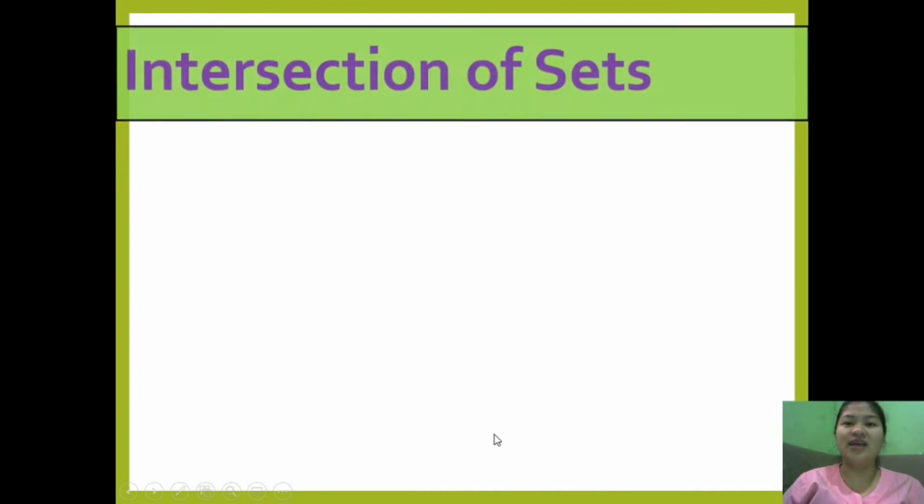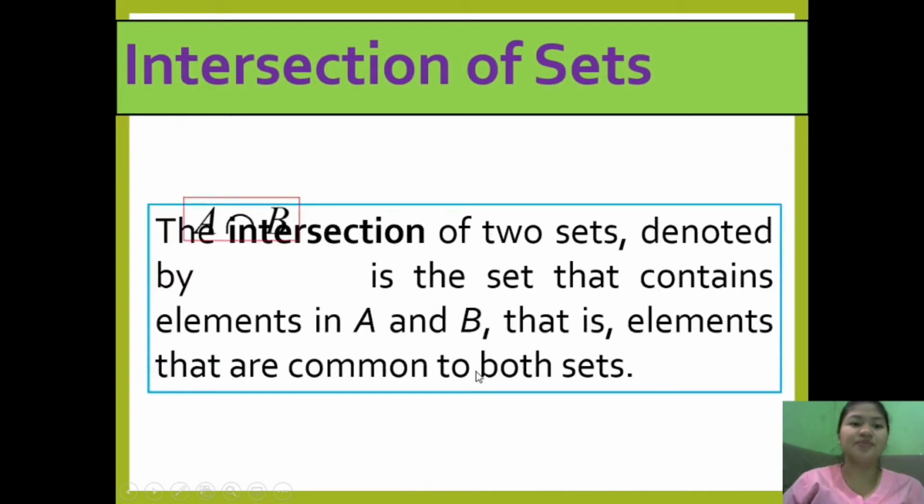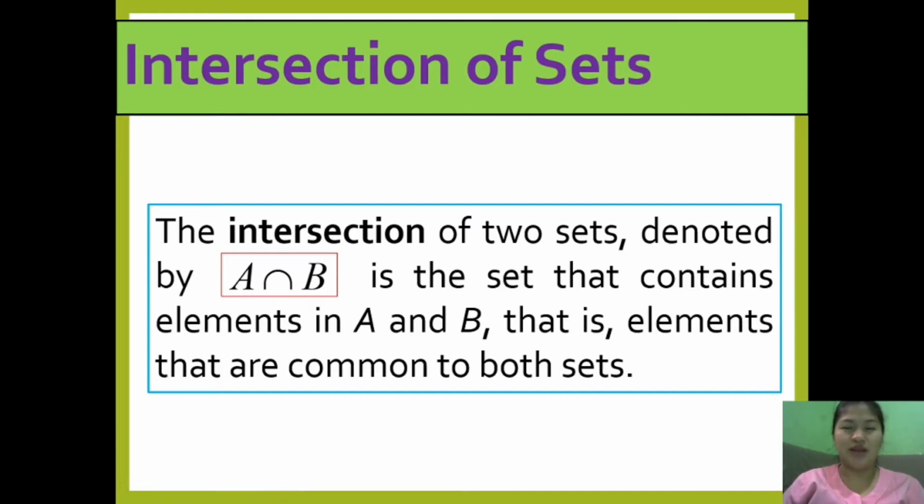Second, you have the intersection of sets. The intersection of sets, ito naman po ang kanyang symbol, A intersection B. Kabaliktaran lang po siya ng symbol ng union. Paano naman po natin siya kinukuha? It is the set that contains elements in A and B. That is, the elements that are common to both sets. So, ang keyword po natin dito, common. So, mamaya po ulit, makikita niyo po siya sa examples.